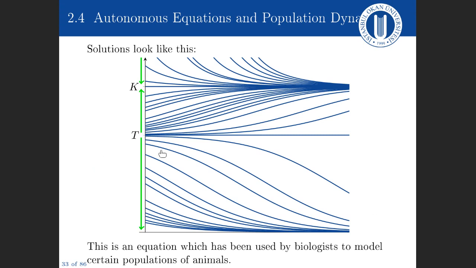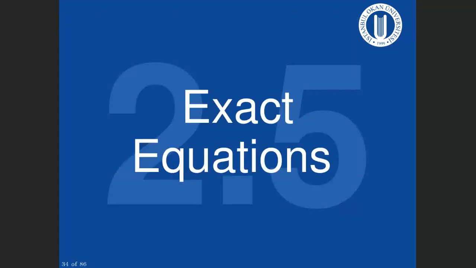Curves are always the same: first concave up, then concave down, or vice versa. First concave down, then concave up. Moving away from T, moving towards K, and moving towards 0. And actually, this is quite a good model. This is a model which has been used by biologists in the past to model certain populations of animals. That's all I want to say about this section.